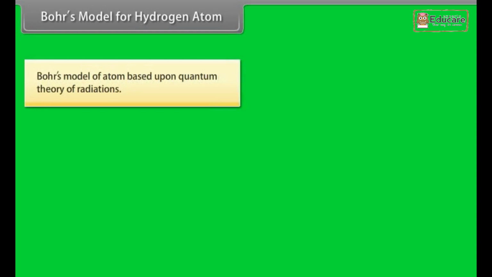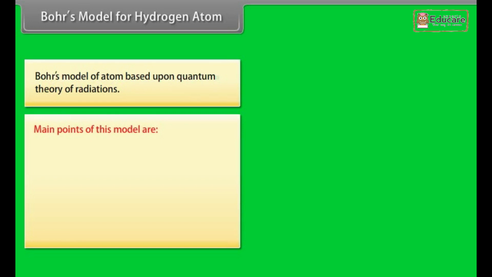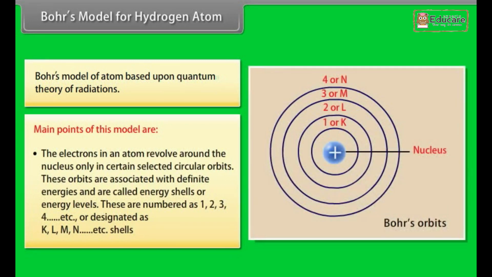Bohr's model for hydrogen atom. Bohr's model of atom is based upon quantum theory of radiations. Main points of this model are: The electrons in an atom revolve around the nucleus only in certain selected circular orbits. These orbits are associated with definite energies and are called energy shells or energy levels. These are numbered as 1, 2, 3, 4, etc. or designated as K, L, M, N, etc.